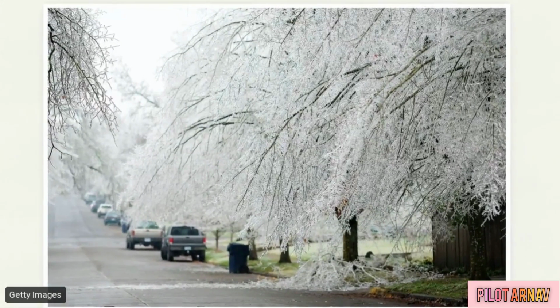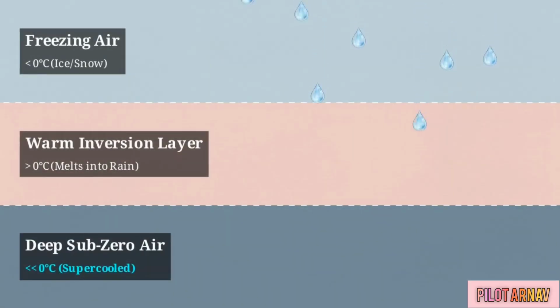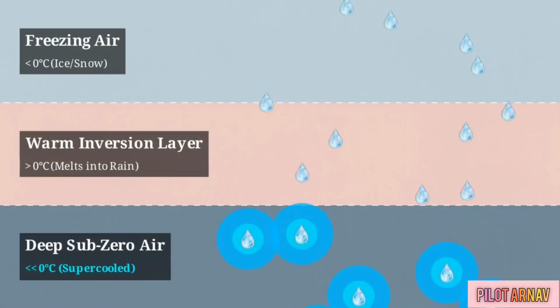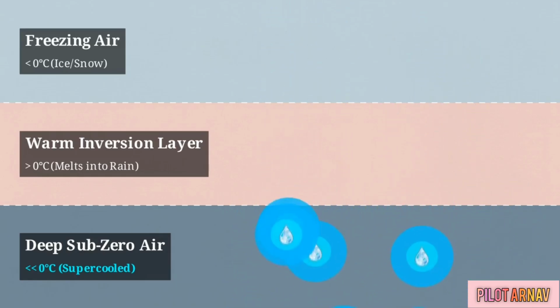The most severe form of accretion is freezing rain, or rain ice. This occurs when liquid rain falls out of warmer altitudes through an inversion layer, becoming severely supercooled as it passes into sub-zero air below.